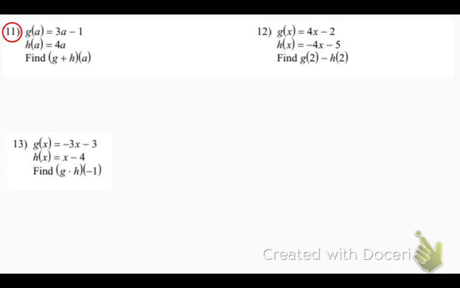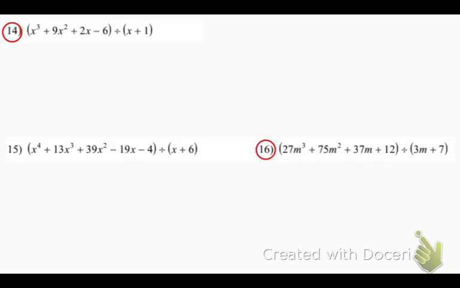13 would be done the same way, but using multiplication instead. 14, 15, and 16 also say perform the indicated operation. This time they are division. So for number 14, which method is the best one to use? Is it going to be synthetic division or long division?